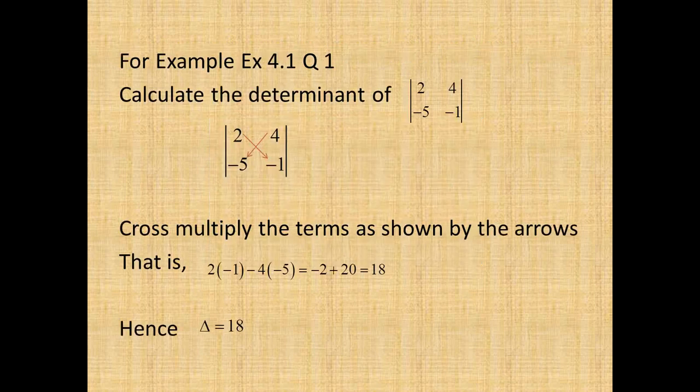Let us take an example from exercise 4.1. Question number 1. Calculate the determinant of 2, 4, minus 5, minus 1. So as we have studied, we'll diagonally multiply the elements, that is 2 will be multiplied with minus 1, as I have shown you with the arrow, and 4 will be multiplied with minus 5, keeping in mind the sign of negative. So 2 into minus 1 will give me minus 2. Minus minus will become plus 20, so I'll get the answer to be 18. Hence the determinant of such a matrix is 18.